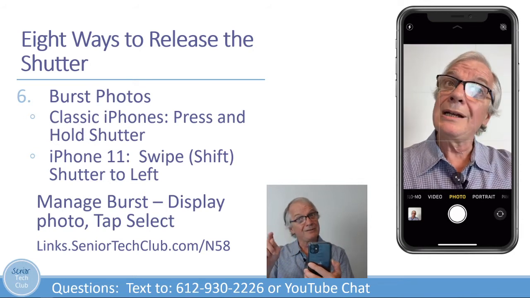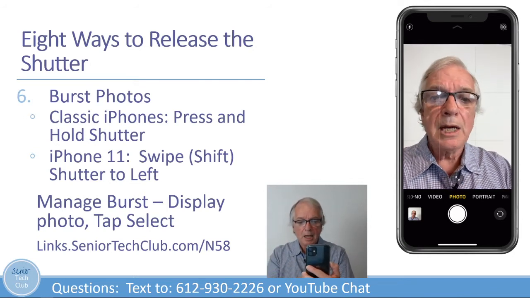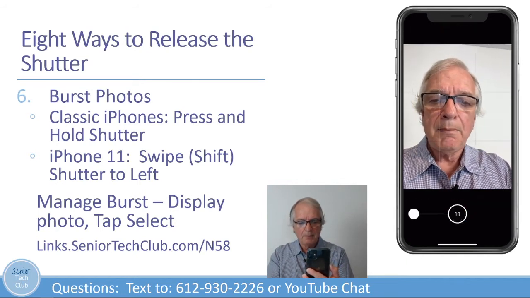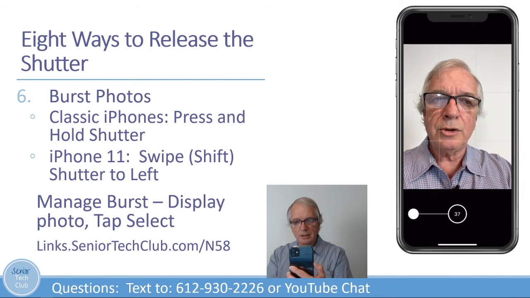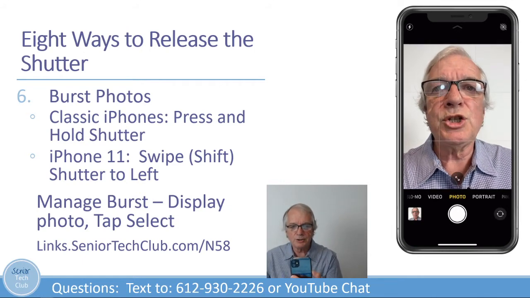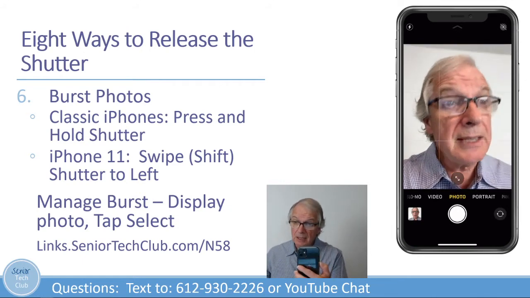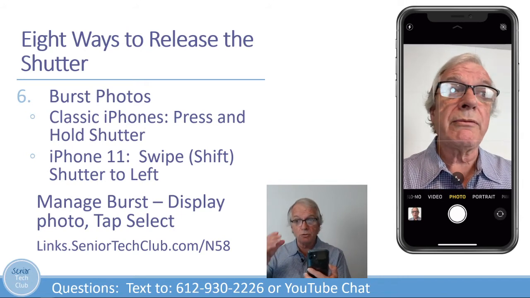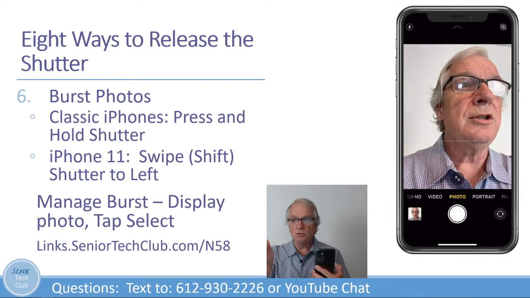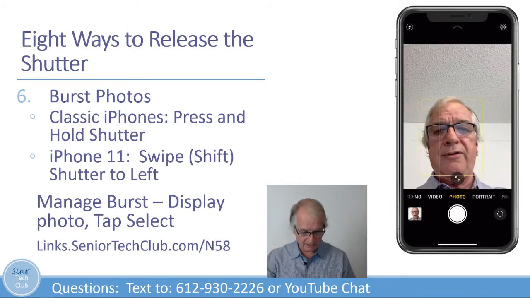Now, on an iPhone 11, that function has been reserved for something else. But in my case, I'm going to shift my shutter to the left, and I have just taken over 50 images, right? The intention is that hopefully one of those images is going to work for you. This is great for fast action, if you are trying to take a picture of, let's say, one of your children or grandchildren doing some kind of sports action, or other functions.